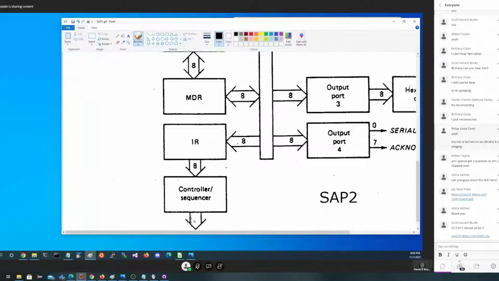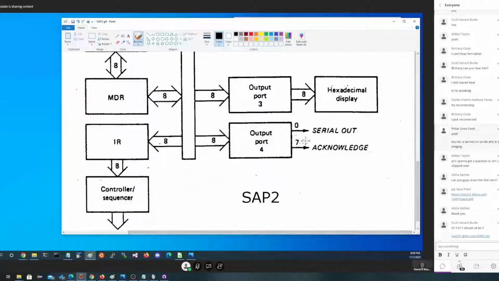Down at the bottom, scratch out the serial out. We don't have that feature installed. Now, while we're here, output port 3 works just like the one did on the SAP1. Basically, you put 8 bits in it. It shows you the 8 bits. We bought the low-grade one. We bought the one that's in binary, not hexadecimal. So it's a binary display. But basically it works exactly the same as the SAP1.